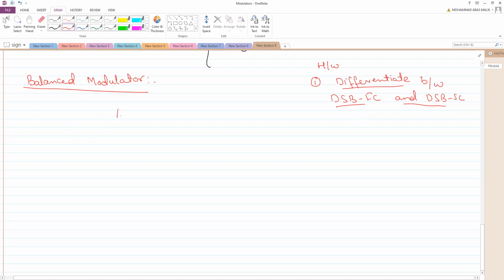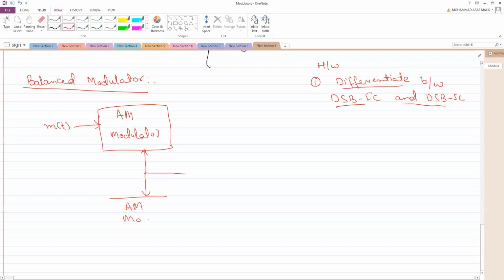So you have one AM modulator here. Then this is M of t, directly given to this. Similarly, you have another AM modulator here. You can draw with me. AM modulator here. Okay, so this will be your minus M of t.